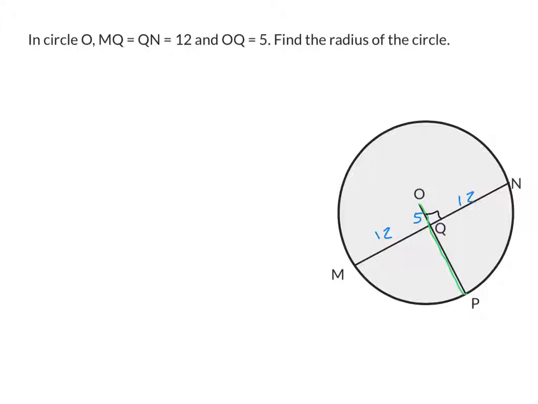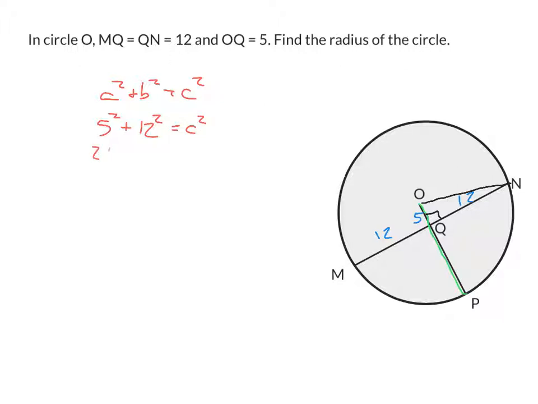So what I can do, I can draw in another radius. I can connect from O to N, and I have a right triangle in order to find the length of ON. So OQ is 5, QN is 12. I can set up using the Pythagorean theorem, right? So A squared plus B squared equals C squared. A is 5, B is 12, and C is what we want to find.